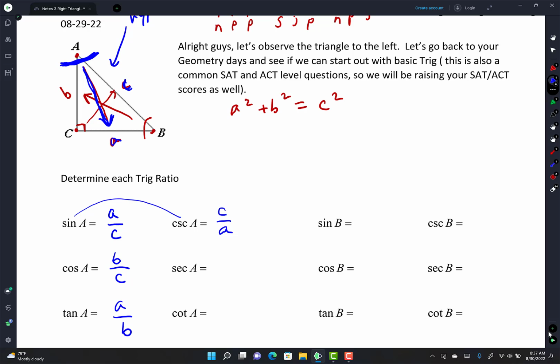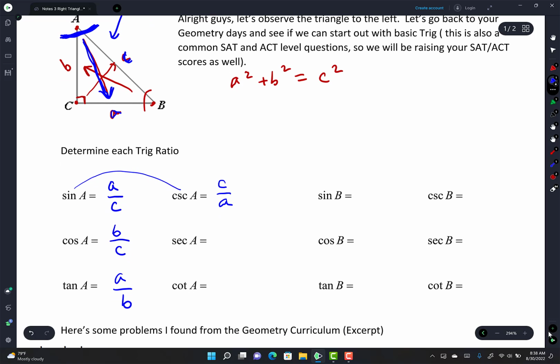How do we pronounce CSC, guys? Cosecant. Say it again. I can't hear everyone. How do we pronounce it, guys? Cosecant. Okay, thank you. Sorry. I wanted to make sure that we're awake.